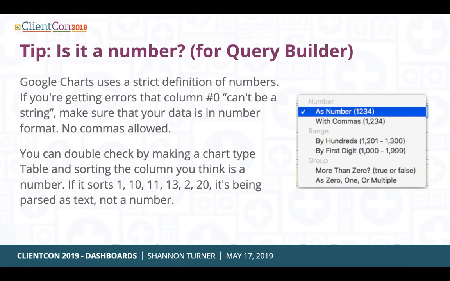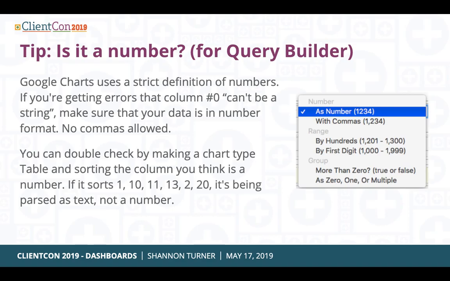One super common stumbling block for folks is that Google Charts is super strict about what it thinks of as a number. So if your number has commas in it, then Google Charts will not consider that to be a number, it considers it to be text, and it won't include it in the chart. So if you're getting errors like "column number 0 cannot be a string," then make sure that your data is in number format.